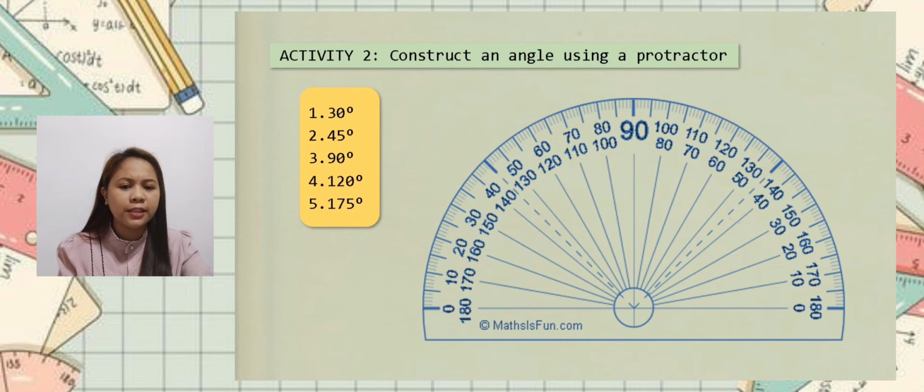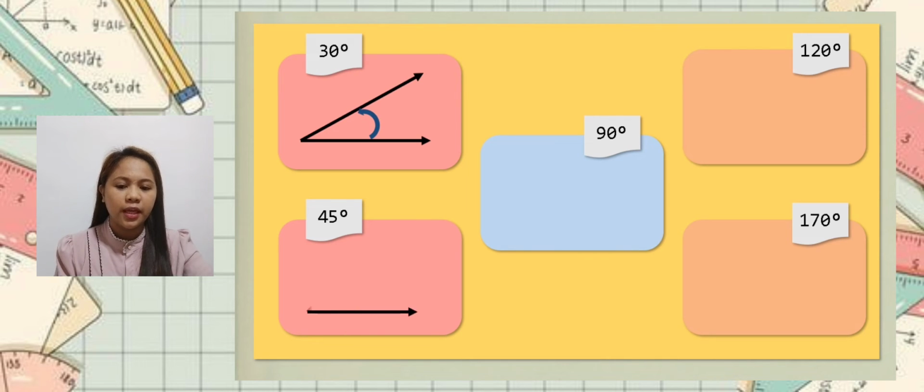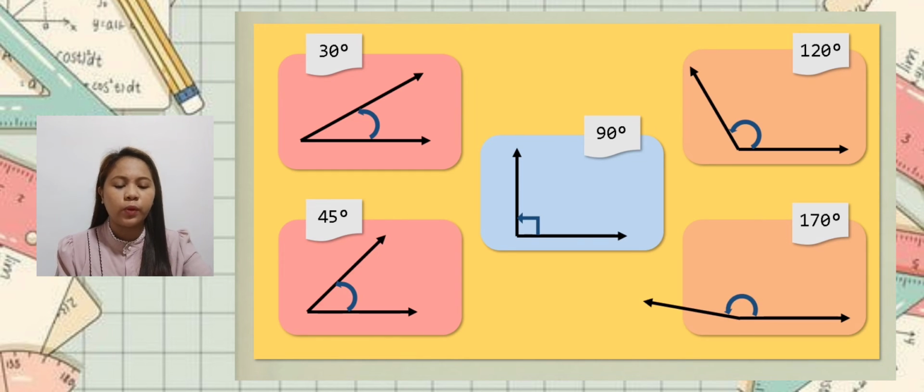Okay, using a protractor, let us try constructing an angle. 30, 45, 90, 120, and 175 degrees. 30 degrees is already made for you. You may pause this one and do your task. As you play this one, let us see if your answers are correct. We have this one for the 30 degrees, for the 45 degrees, 90 degrees, 120, and 170 degrees. Did you get the correct answers?